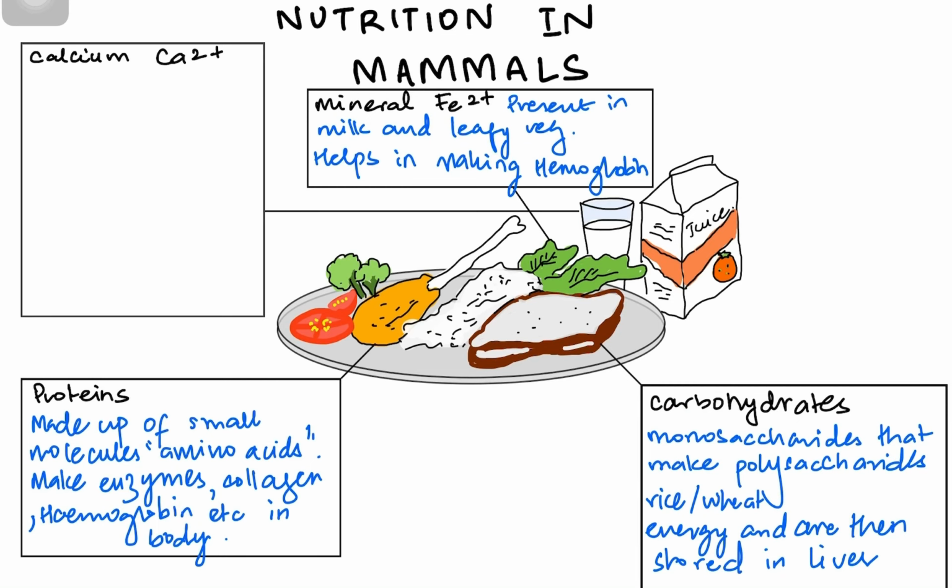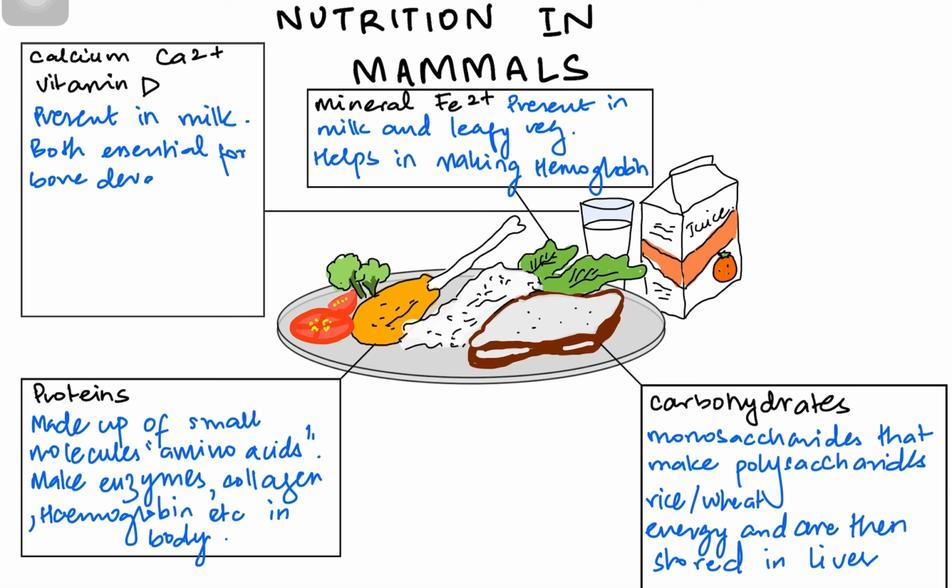Another important thing we need is calcium. You can hear a lot of people saying they have calcium deficiency. So we'll talk about calcium along with vitamin D. Calcium and vitamin D both are present in milk and they're important for the development of bones. So they're both essential for bone development and strength.